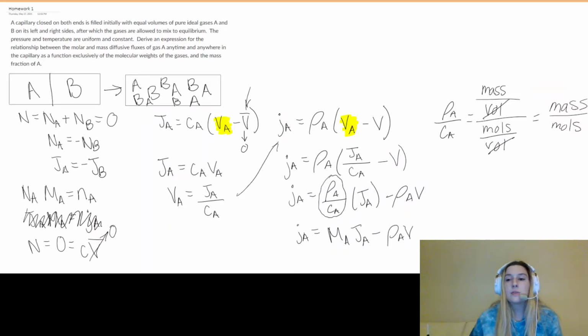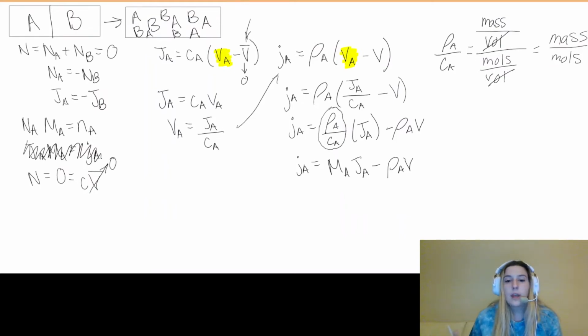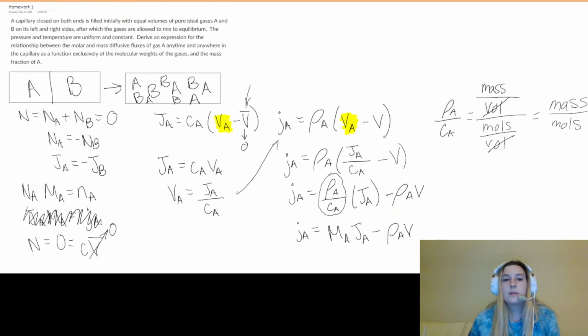And that is what we get. Scroll down here a little bit. So let's go back to the actual problem first. The question is asking that we find the relationship between molar and mass diffusive fluxes in terms of the molecular weights of the gases and the mass fraction of A.